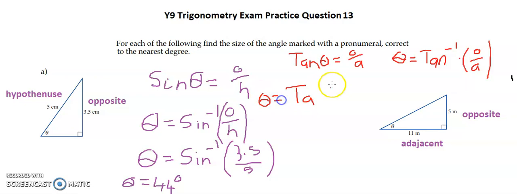So I've got tan -1. I know my opposite is 5, and I know my adjacent is 11. And now we just need to solve it. Tan -1 in brackets, 5 divided by 11, and that should give us 24.4, but it does ask us to go to the nearest degree, which means it is going to be 24 degrees.